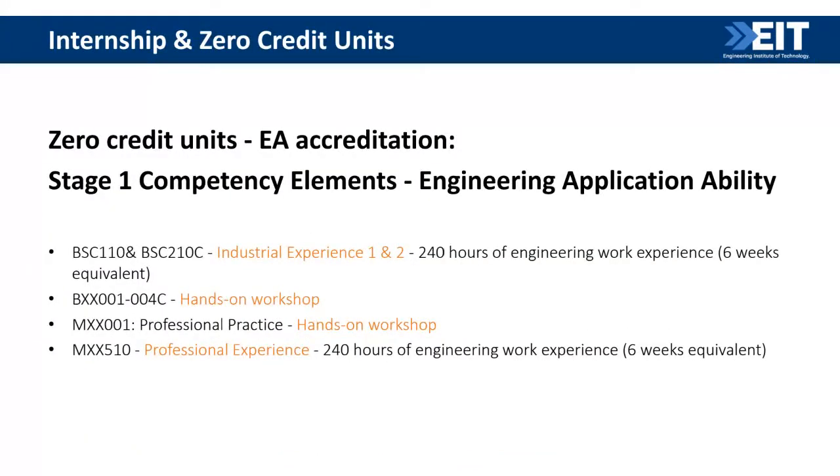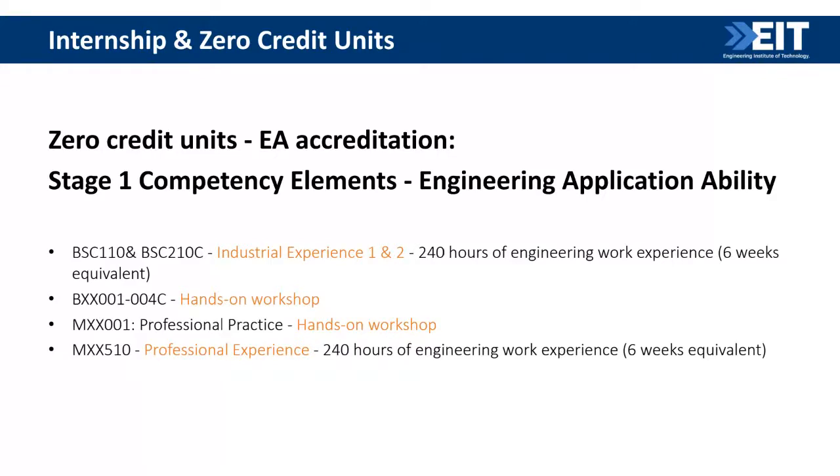Currently, students who are studying at EIT or who want to study at EIT have to complete 240 hours of engineering work experience to graduate, and this is also required for Engineers Australia accreditation to achieve stage 1 competency elements. There are some 0 credit units that need to be completed with work and hands-on experience, and evidence needs to be provided to graduate from EIT.